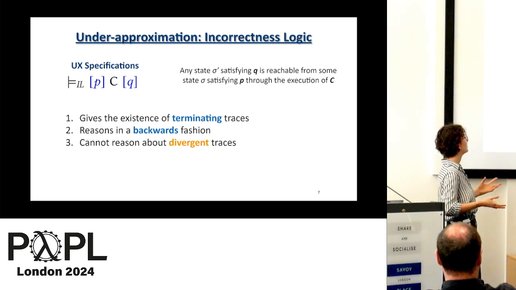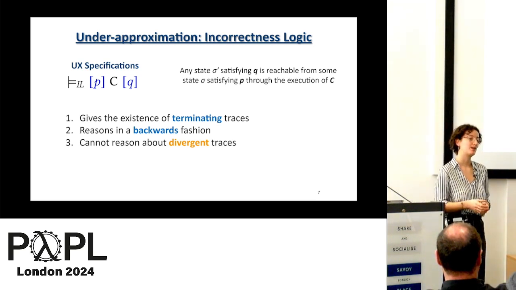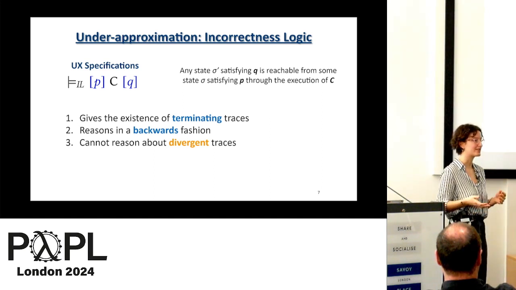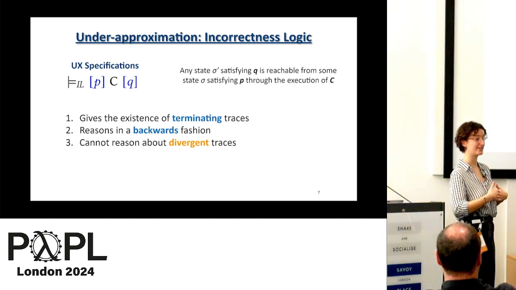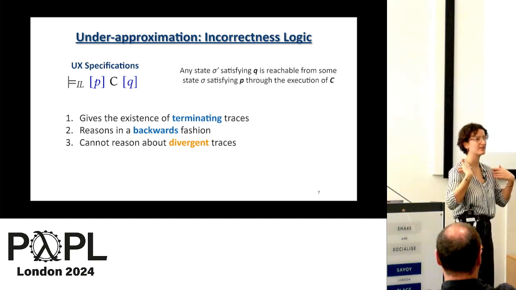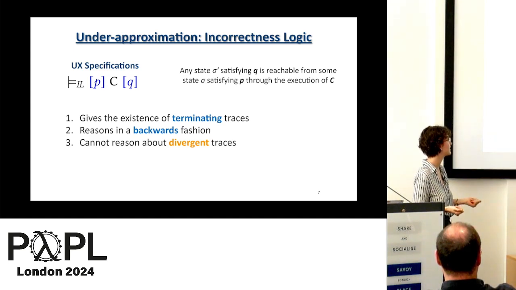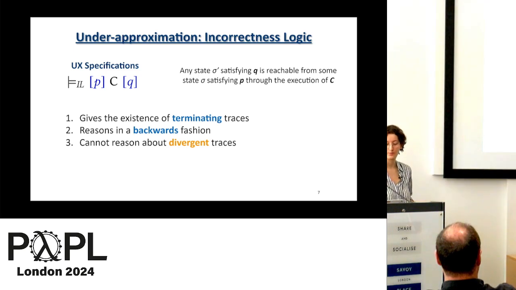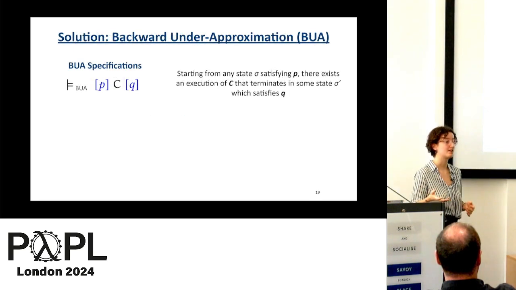This is working really well for a lot of applications. But the problem is if you think about divergence, you don't have a post state to quantify over. You want to say that from a pre state, you can reach divergence. So you sort of need this different direction to get to. So what we do instead is backwards under-approximation.